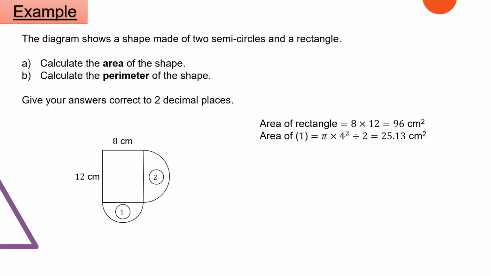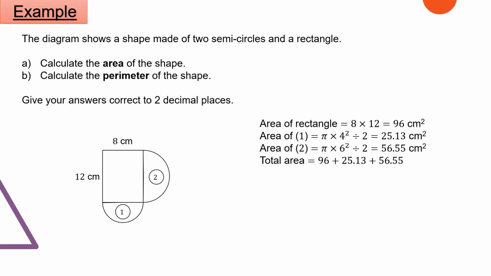Now let's do the similar thing for the second semicircle. The area of the second semicircle will be pi times 6 square, because half of 12 is 6. 6 square divided by 2, because we need the information only for the semicircle, not the full circle, which is going to be 56.55 centimeter square.